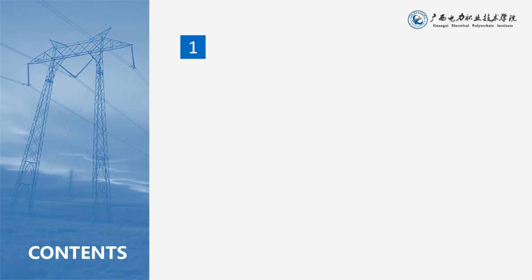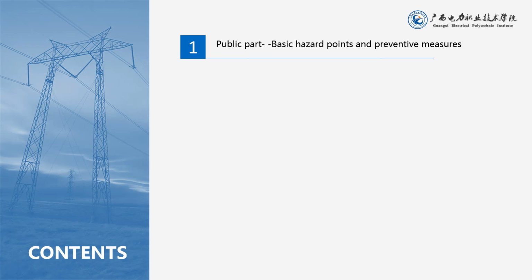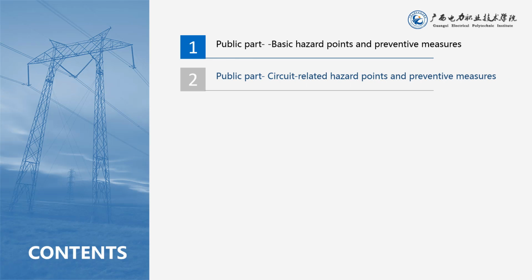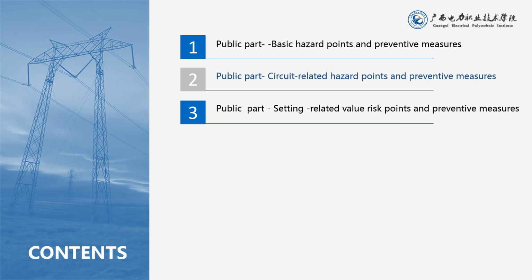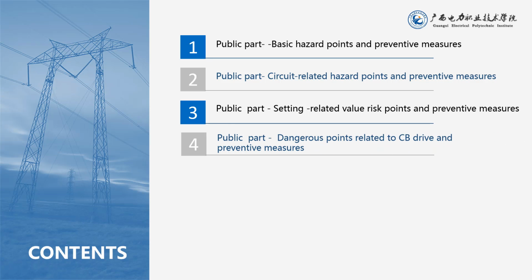Contents. 1. Public part basic hazard points and preventive measures. 2. Public part circuit-related hazard points and preventive measures. 3. Public part setting-related value risk points and preventive measures. 4. Public part dangerous points related to CB drive and preventive measures.